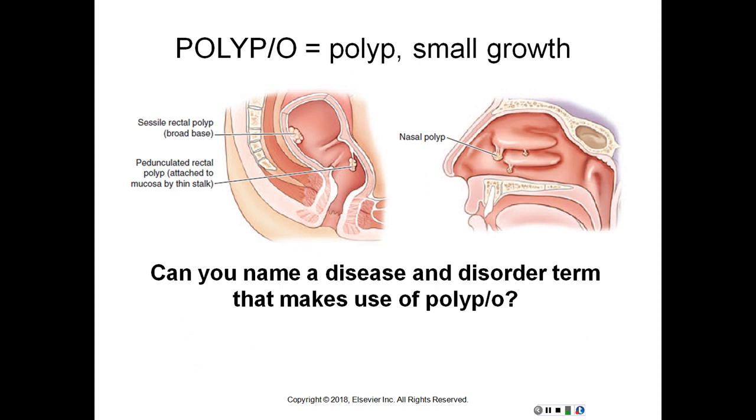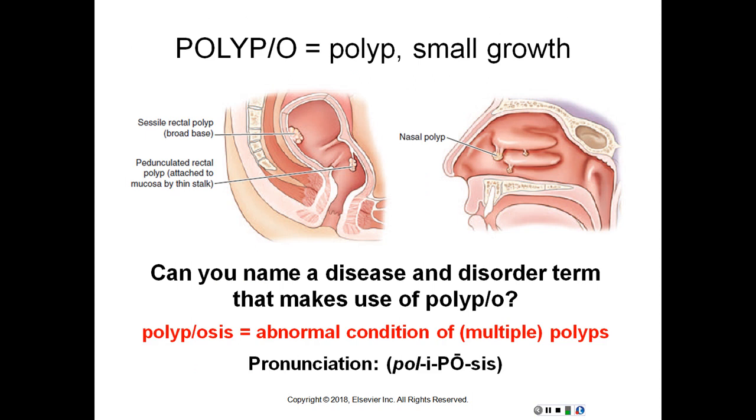Can you name a disease or disorder term that makes use of the combining form polypo? And so here we have polyposis. That was one of the terms that we just went over.